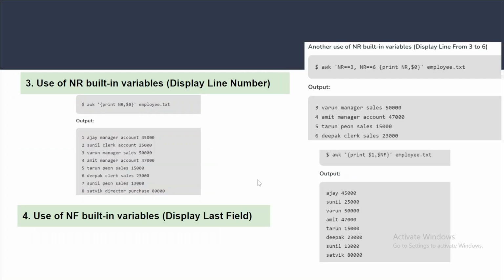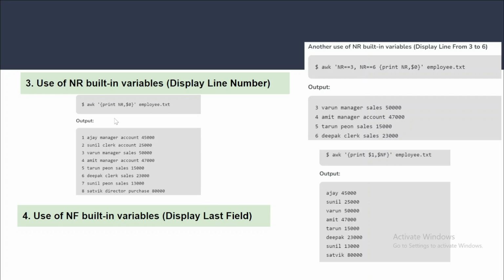Now the next thing is that there are many inbuilt options in the awk command. The first one is the NR option. NR means you want to print or display the line numbers. So if you also want the line information, you can use the NR command.